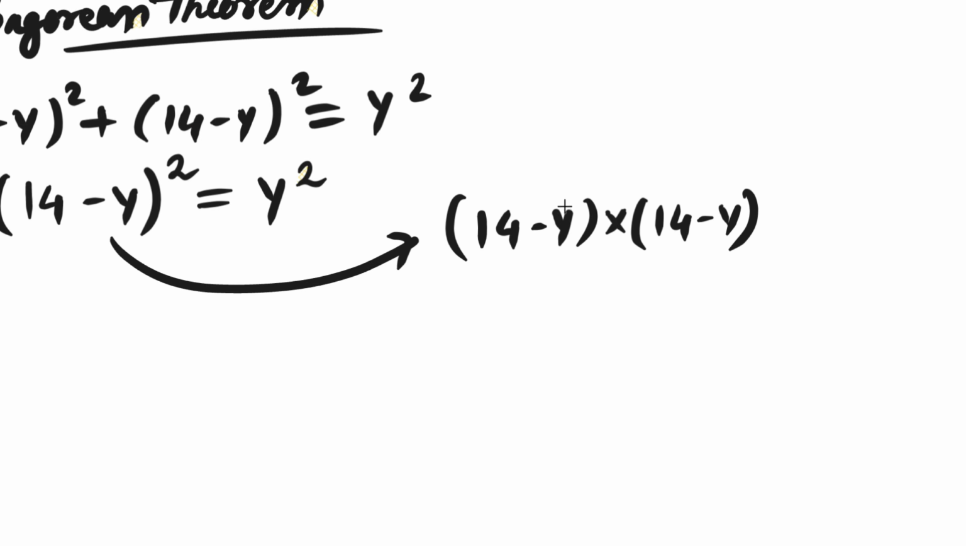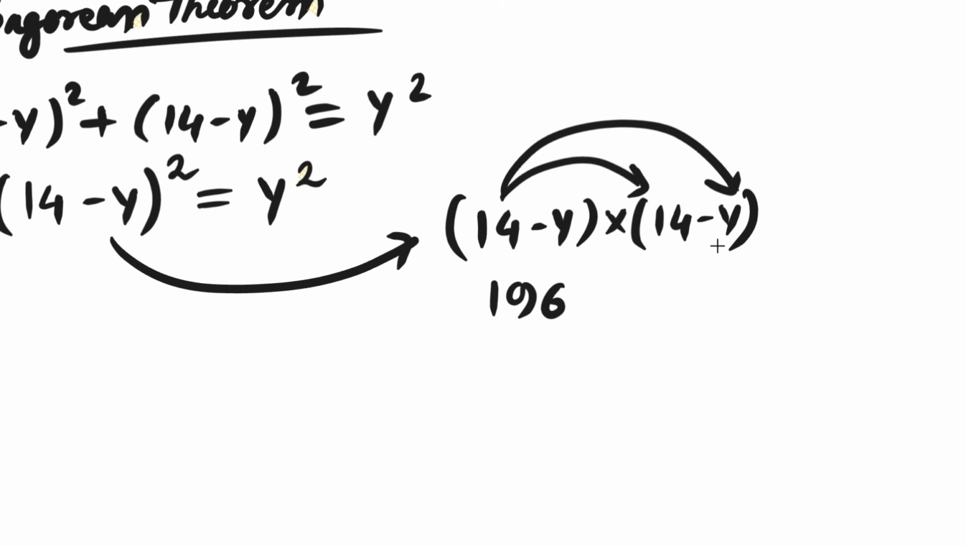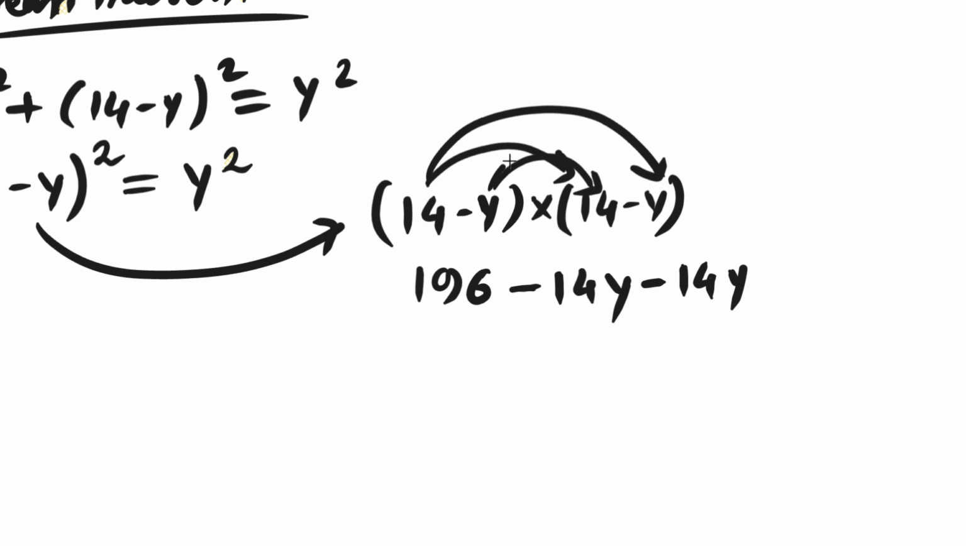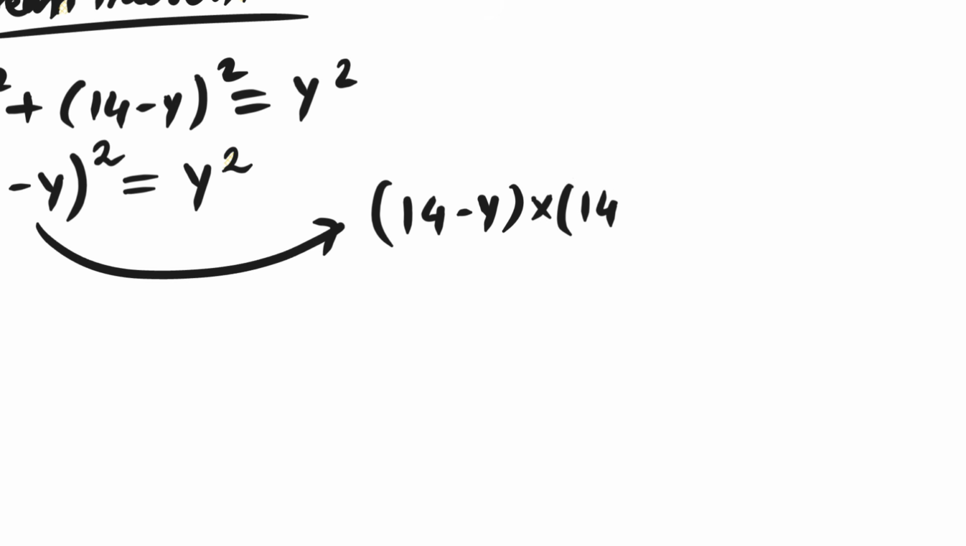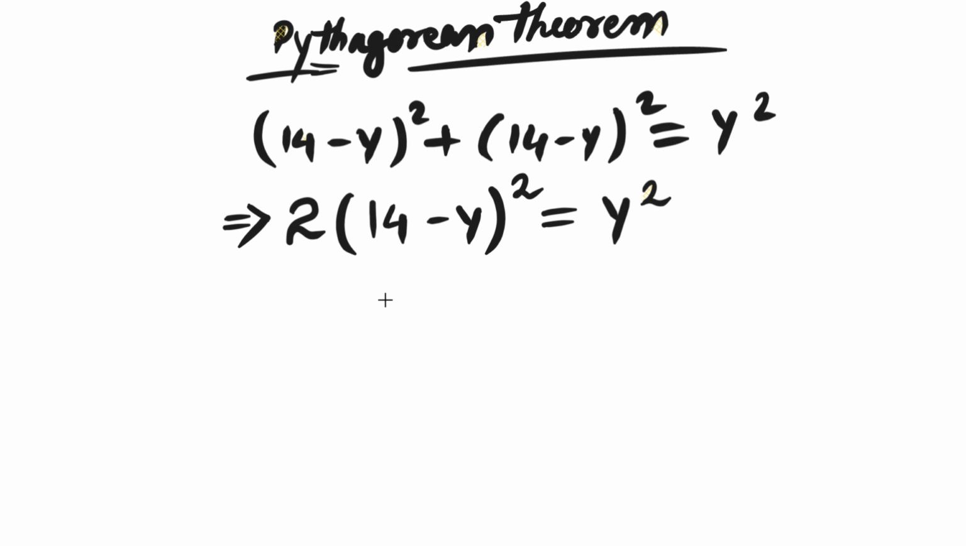When we expand it, 14 multiplied by 14 gives 196. Then 14 multiplied by negative y gives negative 14y. Next, negative y multiplied by 14 gives another negative 14y. And finally, negative y multiplied by negative y gives positive y squared. Combining the 2 middle terms, negative 14y and negative 14y gives negative 28y. So (14 minus y) squared becomes 196 minus 28y plus y squared.